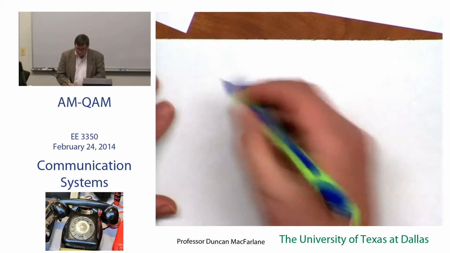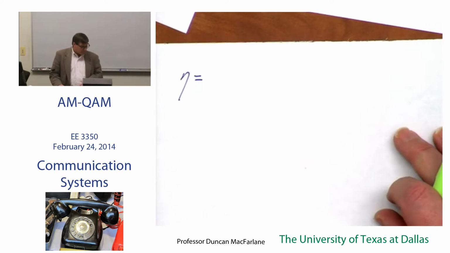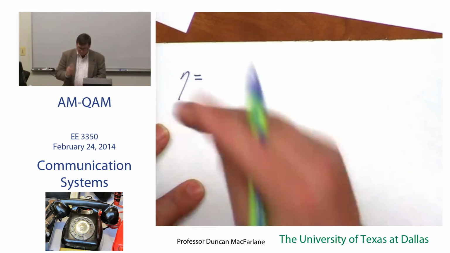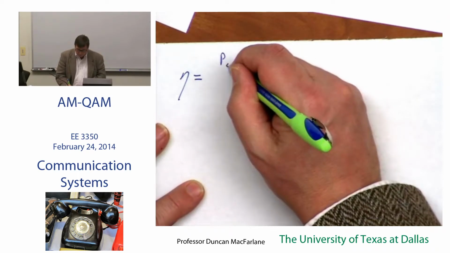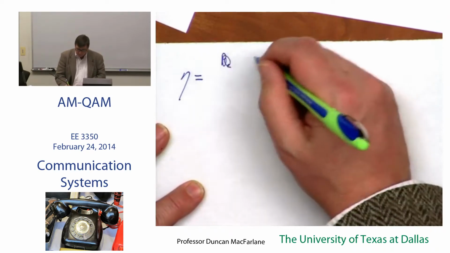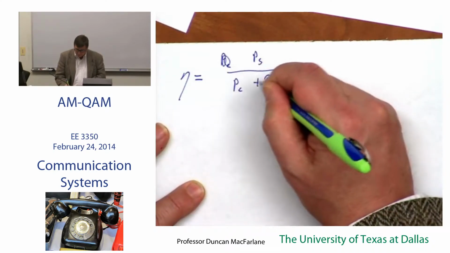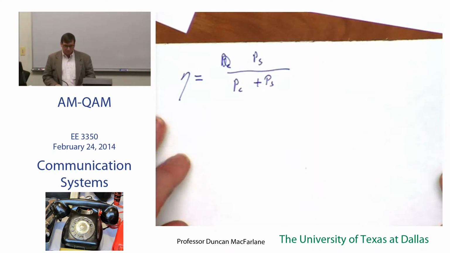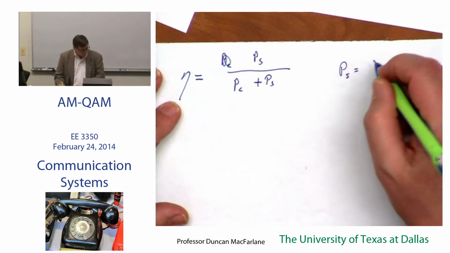Let me just show you one other thing here. Remember we talked about the efficiency? The efficiency was the power in the sidebands divided by the power in the carrier plus the power in the sidebands, the total power transmitted. Well, now we can actually do a formula for the power in the sidebands.